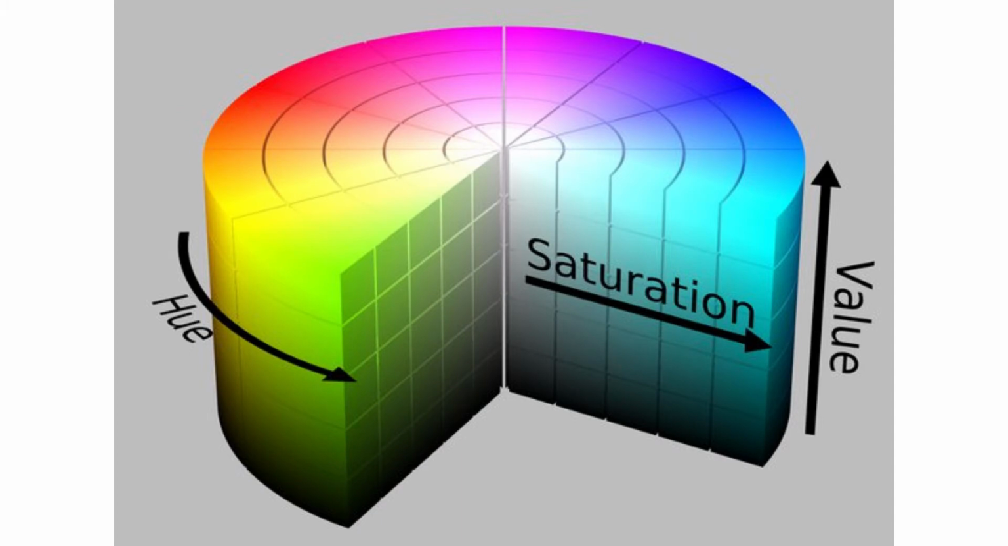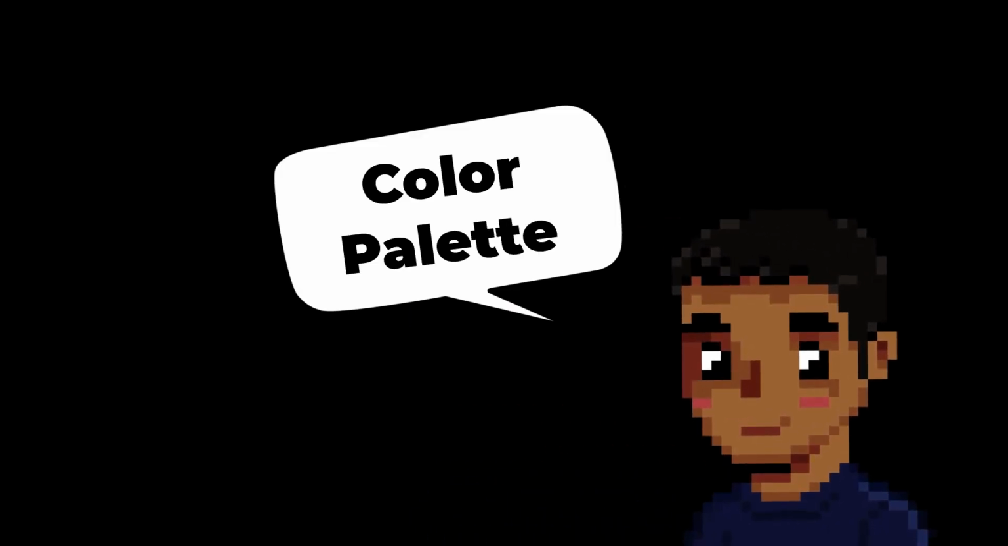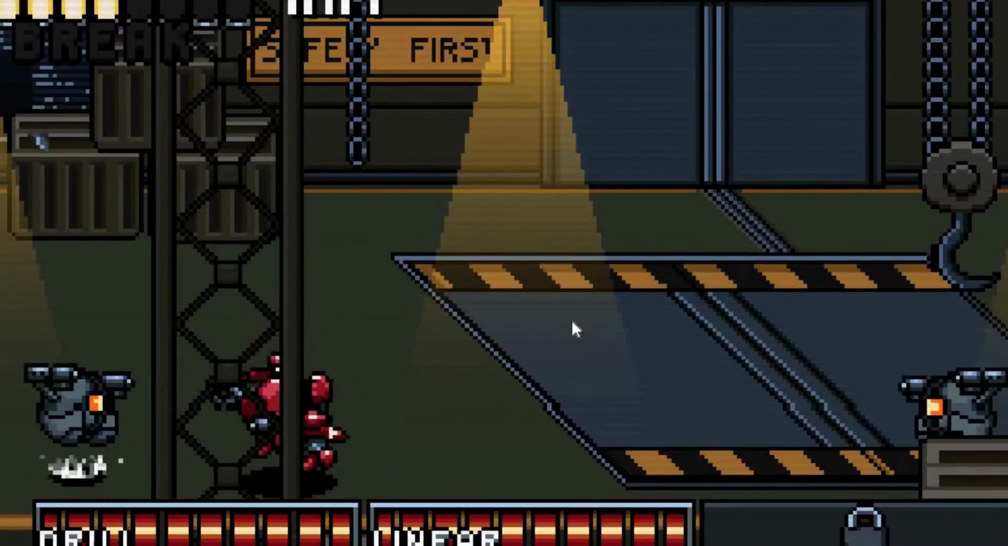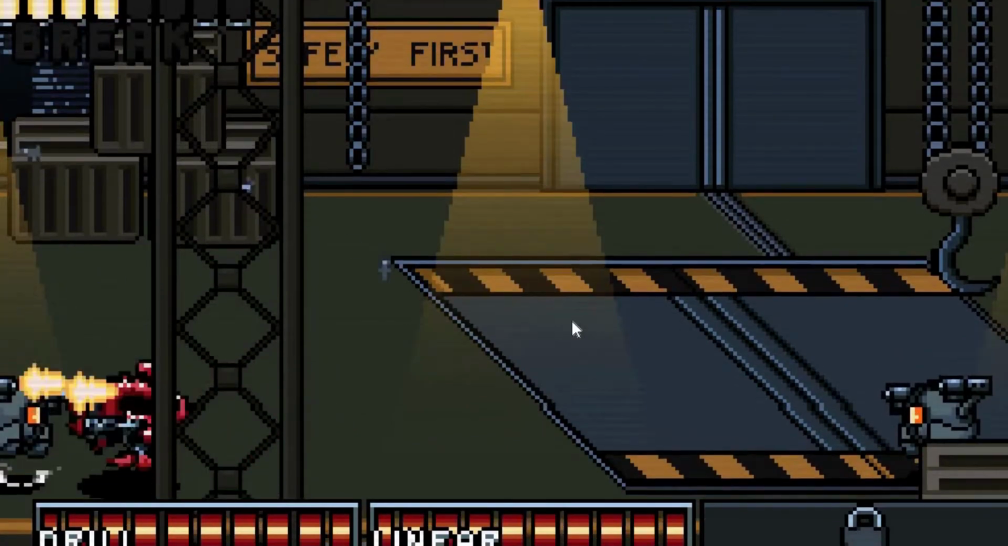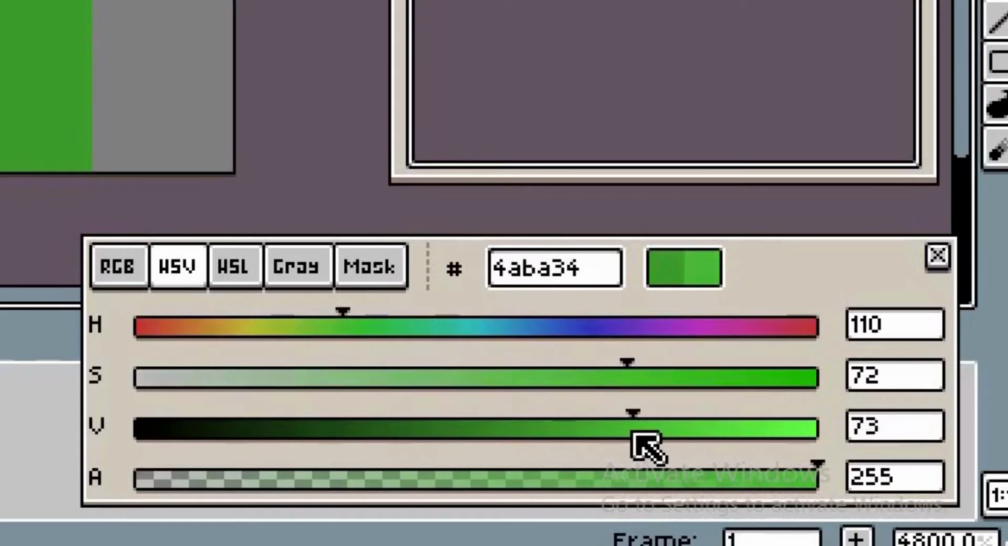H stands for hue, which means the color basically. S stands for saturation, and that means how much of the color is there, and V stands for value, which is how bright the color is. So before drawing pixel art, you would start with the color palette, which would have a base color, a highlight, and a shadow. One of the biggest mistakes beginners make when finding a highlight or a shadow is just increasing the brightness and calling it a day.